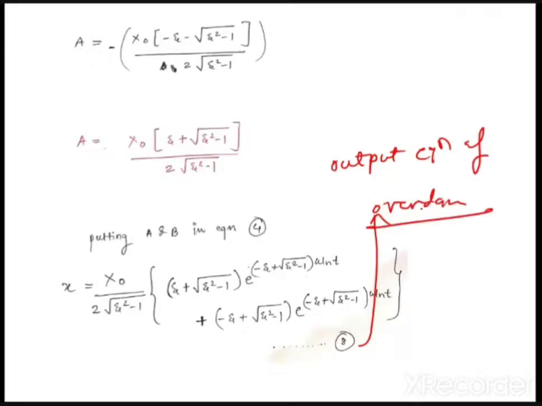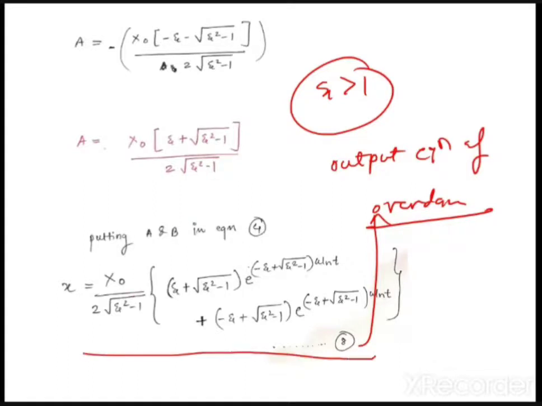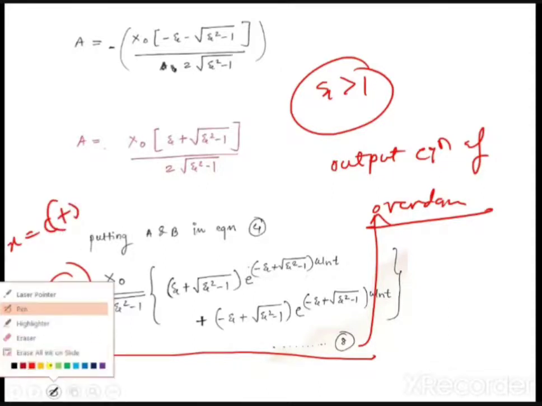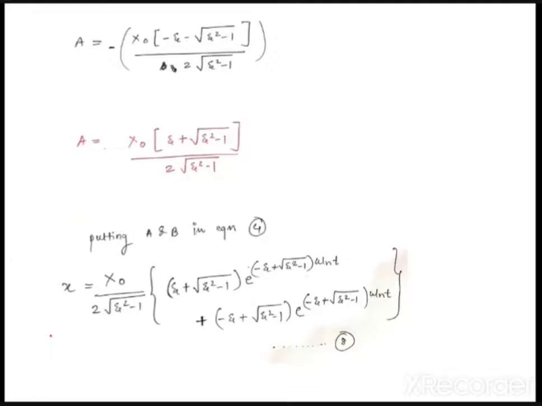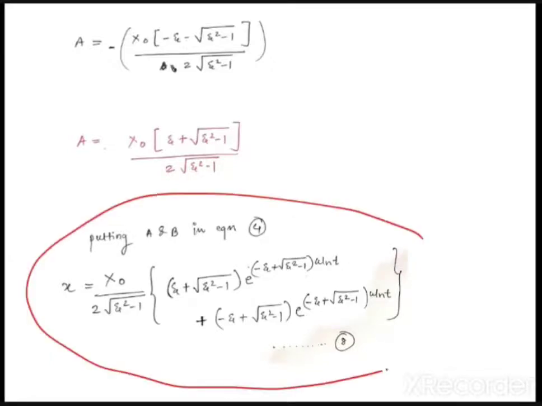In any practical system where the value of zeta is greater than 1, the nature of roots are real, unequal and negative, and the output is always exponential. The output equation mathematically is this: x is equal to, this x is nothing but c of t. What is c of t? It is the output equation, because this is a time response analysis, and that is why we are always taking it in terms of t. So guys, as a derivation, your final output equation will be x is equal to this.